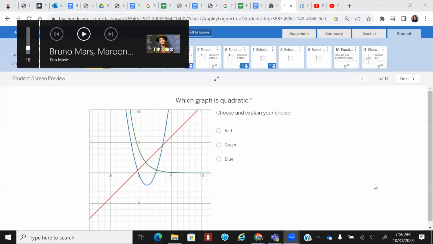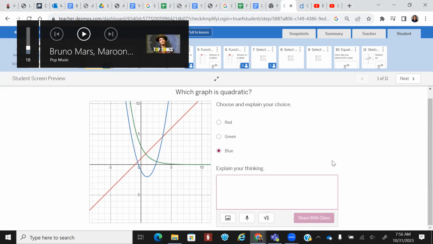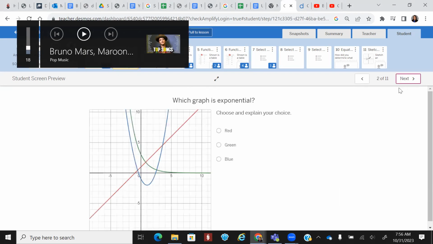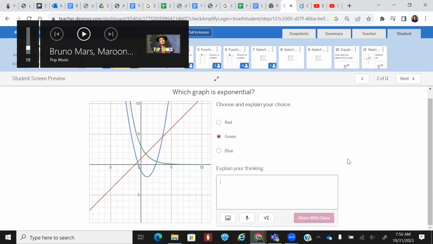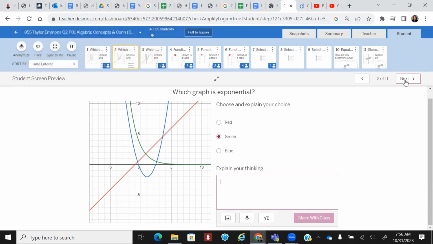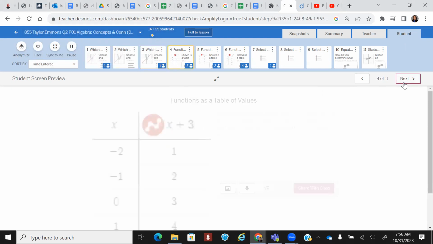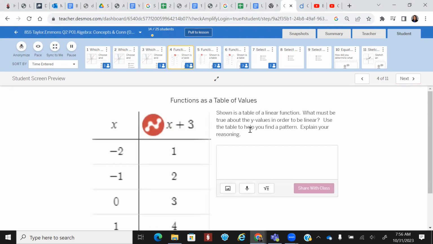Okay, so on here, which one is quadratic? Blue. Why is it blue? Okay, it's a parabola. It looks like a U, right? On the next slide, which one is exponential? Green. Why is it the green one? Okay, it's either decaying or growing when we're dealing with exponential, and this one has a horizontal asymptote too. Which one is linear? Red, because it's a straight line, right? What about the next one?